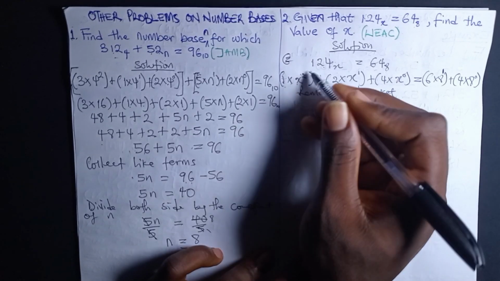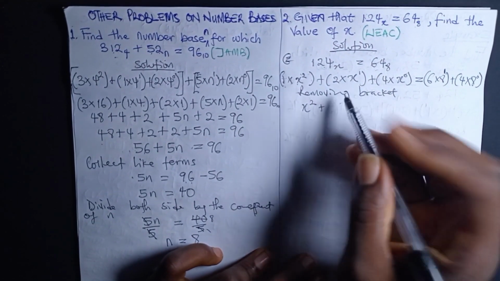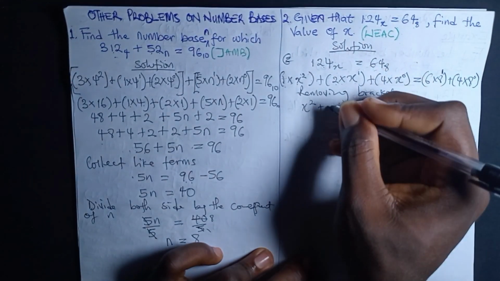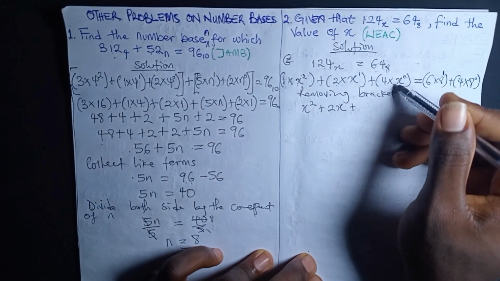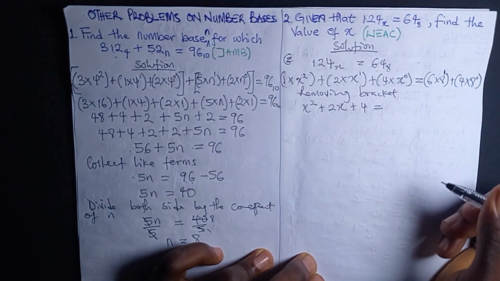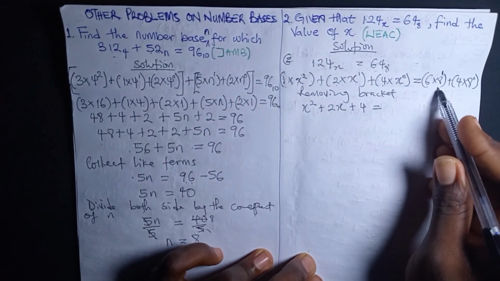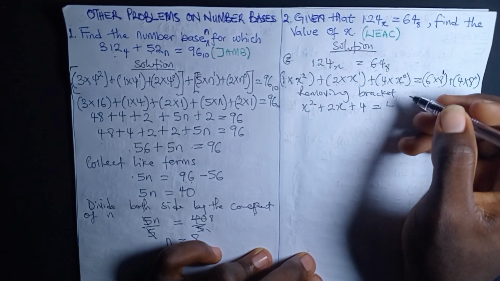So 1 times x squared gives you what? x squared. Plus 2 times x gives you what? 2x. Plus x raised to power 0 is 1. So 4 times 1 gives you what? 4. Then 6 times 8 gives you what?